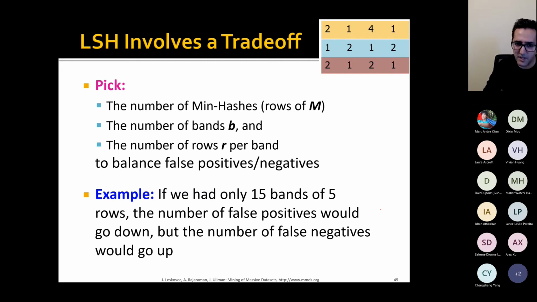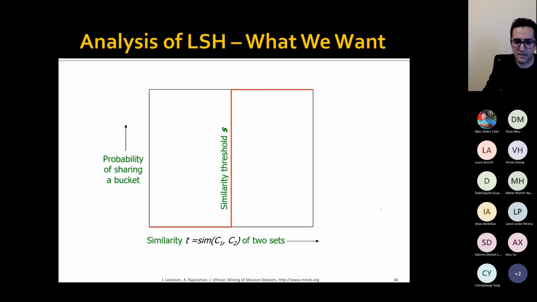So let's see how we can pick these numbers. We have a bunch of things. Number of rows. How many permutations do you have? How many bands do you have? These are things that we need to answer.